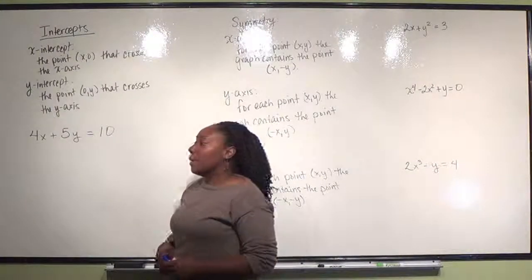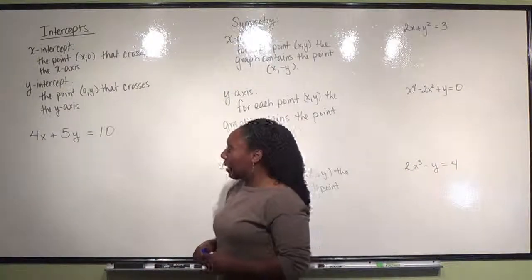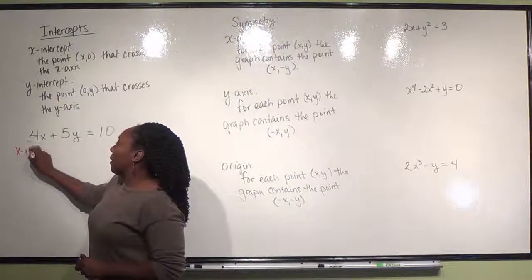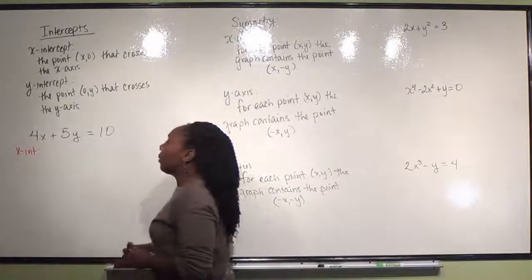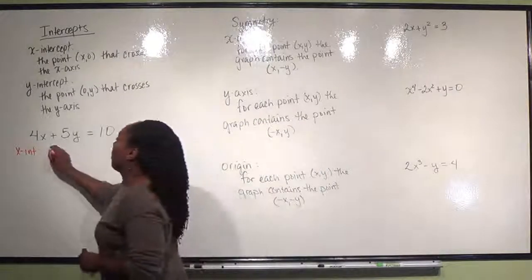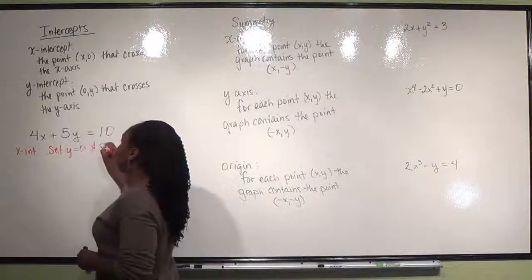So if we're given an equation, say 4x plus 5y equals 10, and we want to find the x-intercept, then what we're going to do is set y equal to 0 and solve for x.